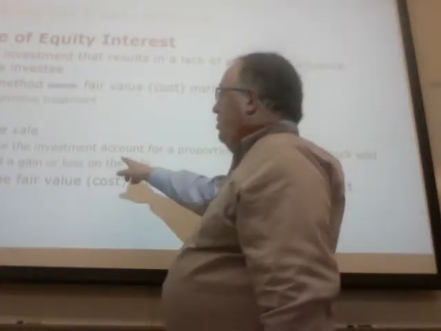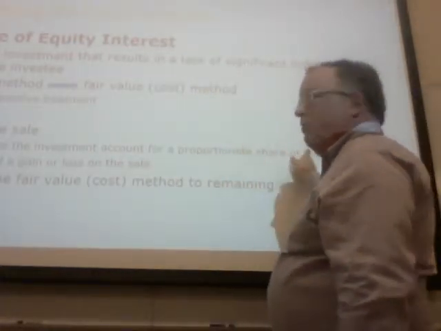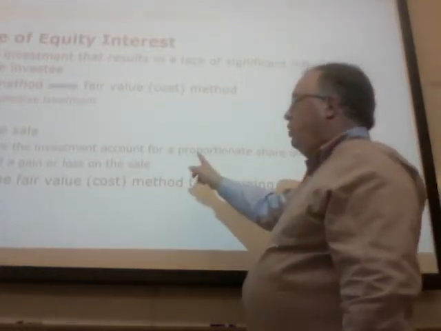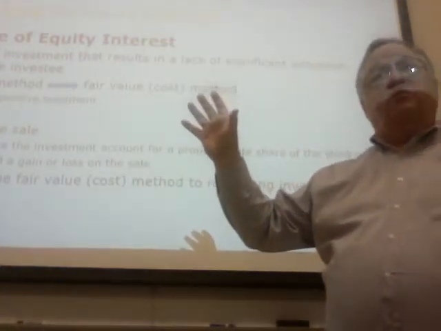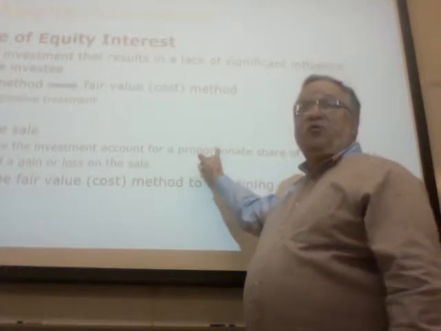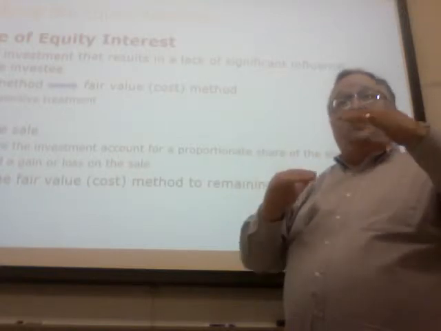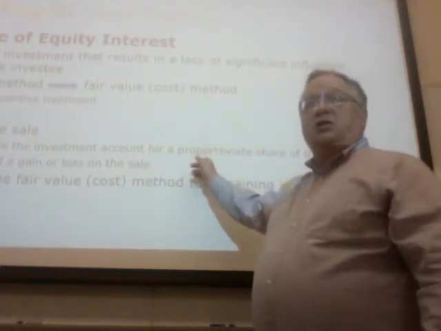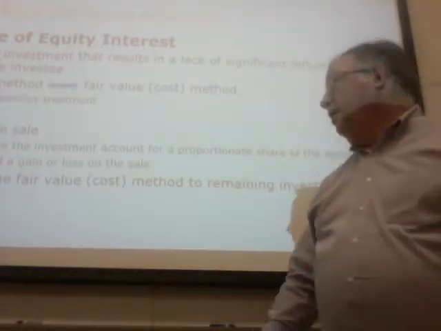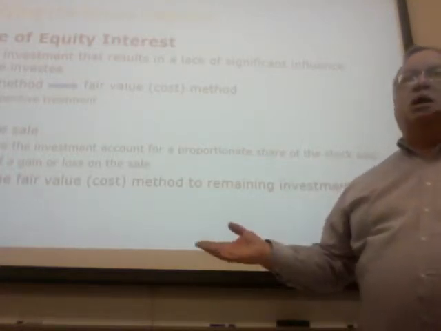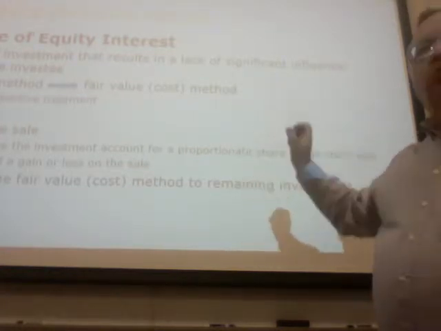For the sale, we're going to reduce the investment account to a proportionate share of the stock sold. That's our basis, if you think of it that way, and record a gain or loss on the sale. So here's the money we got for the 20% that we sold to reduce ourselves from 40 down to 20. We take half of our investment account, properly adjusted up to the date of sale for dividends and earnings. We take half of that, treat that as our cost, and recognize gain or loss. And then from that point forward, we're going to simply apply the cost method to the remaining 20%, as if it was never in the equity method once we've made this sort of correction moving forward.